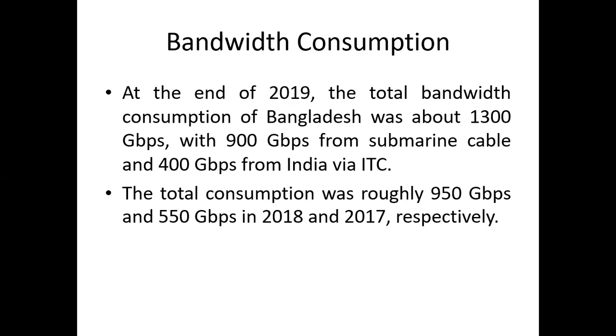At the end of 2019, let's look at 2017. In 2017, the total consumption of our country was 550 Gbps. In 2018, it grew to 950 Gbps. See how fast things are changing. At the end of 2019, it became 1300 Gbps, and I have a breakdown of this 1300. Roughly 900 Gbps came through submarine cables, and the rest 400 via ITC. So that was the case then.